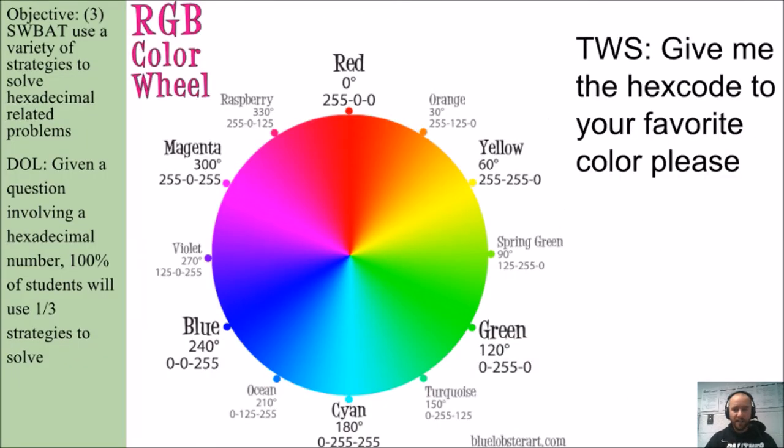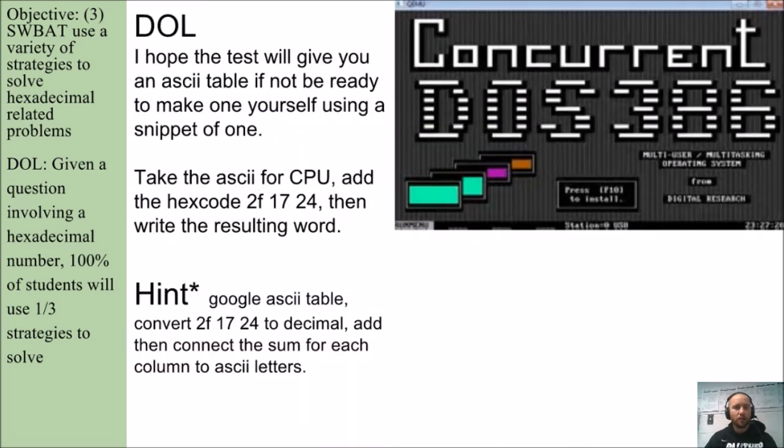Another check for our understanding before we get to the DOL. Give me the hex code to your favorite color, please. And here we are at the DOL. I hope the test will give you an ASCII table, and if not, be ready to make one yourself using a snippet of one. So a lot of these hexadecimal questions I saw in Albert were related to ASCII values.